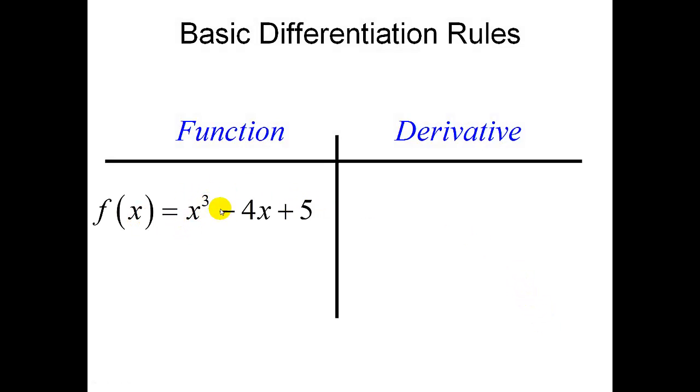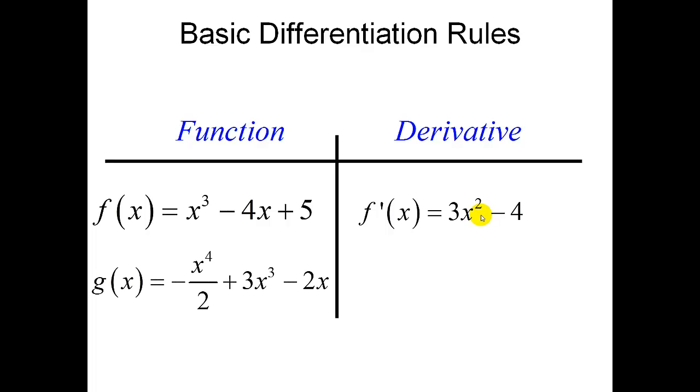F of x equals x to the third power minus 4x plus 5. A combination of three functions with sums and differences in it. Well, the derivative is going to be the sum or difference of all three of these terms' derivatives. So f prime of x is going to be the derivative of x to the third, which is 3 times x to the 3 minus 1, or 3x squared, minus the derivative of 4x, which is just 4 times x to the 0, which is 4, plus the derivative of 5, you'll recall, using the constant rule, is 0. So the derivative is 3x squared minus 4. Let's look at one more example.